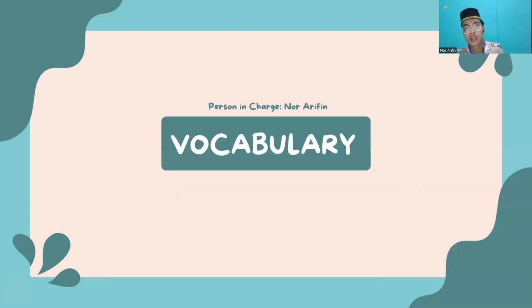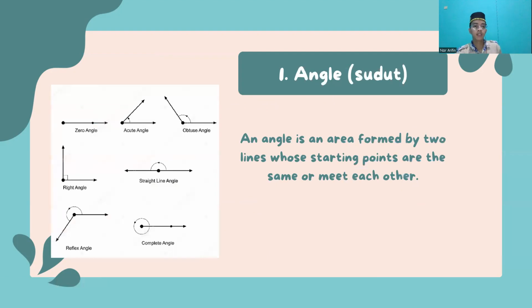The first one is vocabulary. Angle, or in Bahasa we call sudut. An angle is an area formed by two lines whose starting points are the same or meet each other. This is a picture: a zero angle, acute angle, obtuse angle, straight line angle, reflex angle, complete angle.